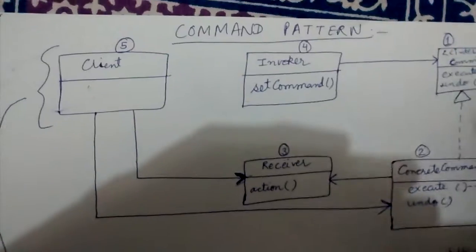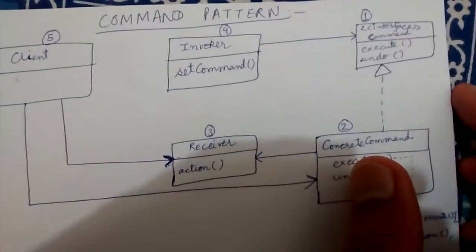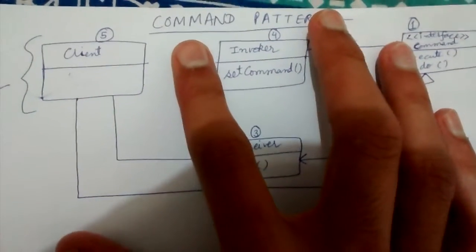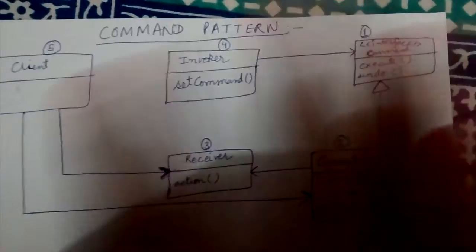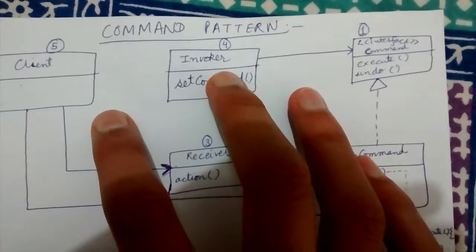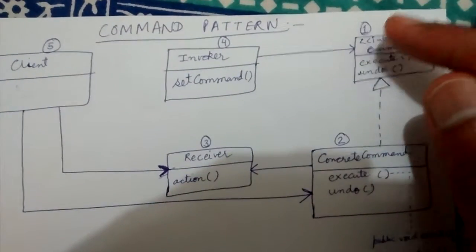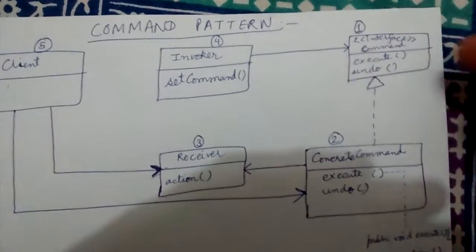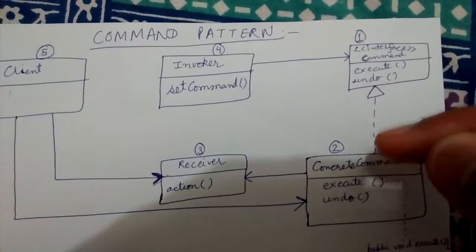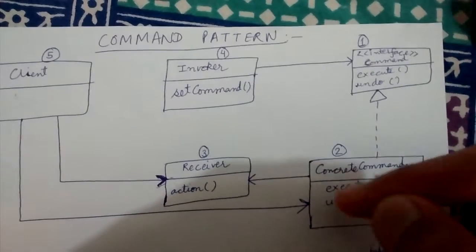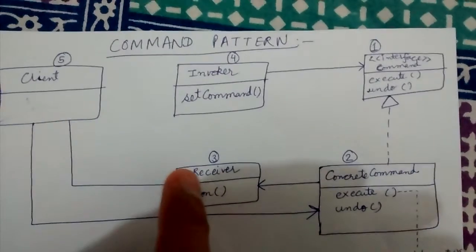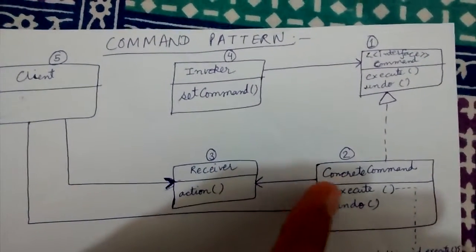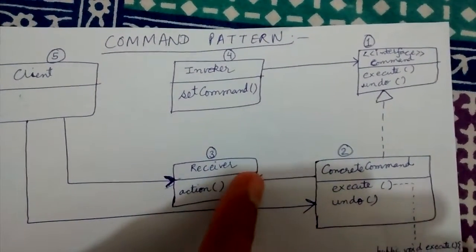We will be looking at a very important and a bit complex design pattern, which is the command pattern. In the command pattern there are 5 modules in a very general design of it. First is the command itself, which is an interface. Second is the concrete command, which implements that interface. Third is the receiver. A concrete command is a command for the receiver.